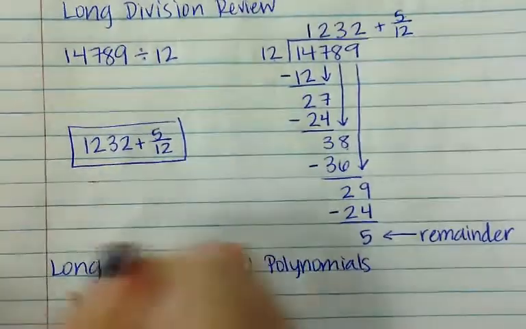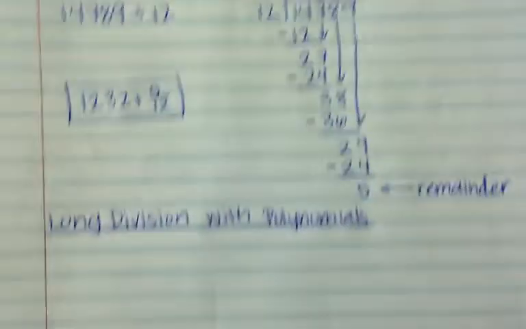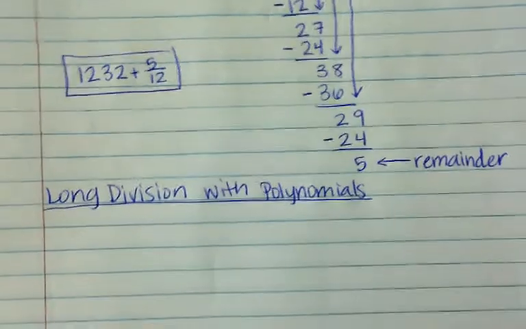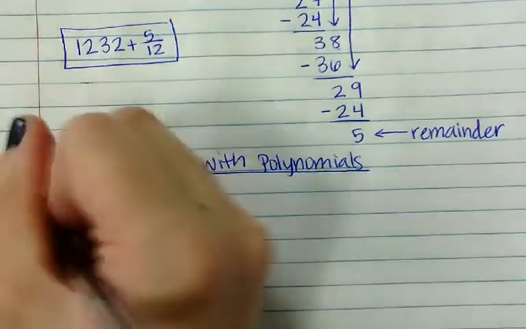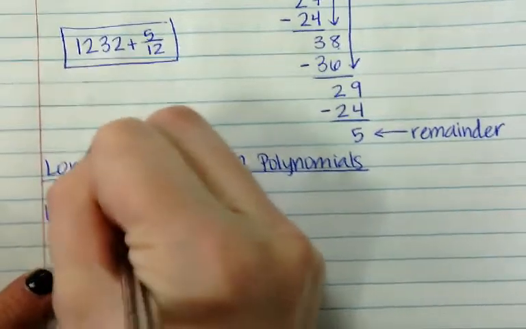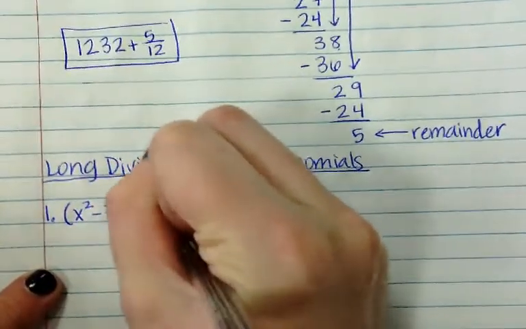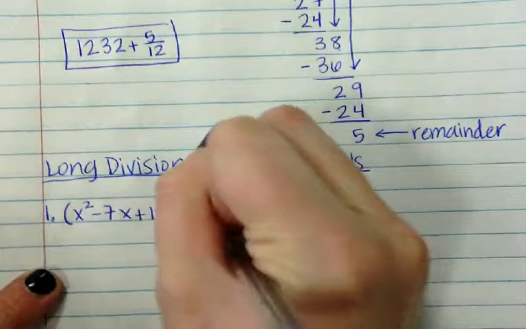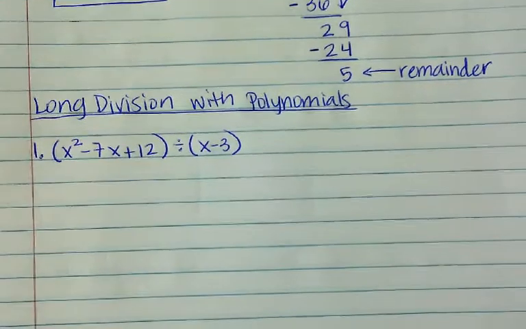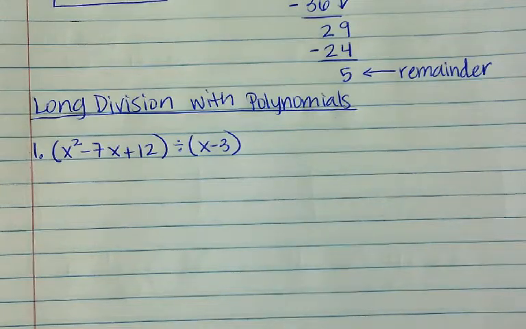So guys, we're going to use this same concept of multiply, subtract, multiply, subtract, multiply, subtract. Okay? And we are going to do this with our polynomials. So number 1 here is going to be x squared minus 7x plus 12 divided by x minus 3. Okay? So now we can't just do it over each term. We are going to use long division when we have a polynomial divided by a polynomial.